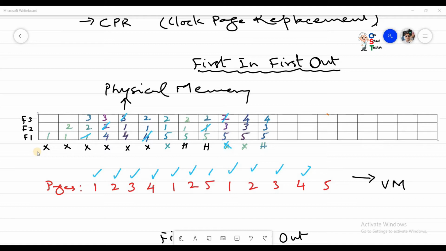Because we had only three frames in the memory, we saw that using the first in first out algorithm and this sequence of pages, we had only three page hits, 1, 2, and 3, and we had 1, 2, 3, 4, 5, 6, 7, 8, 9 page misses or page faults.